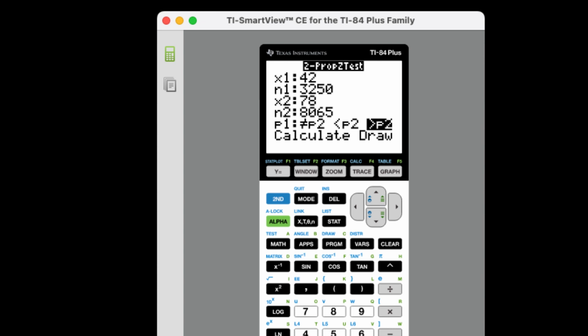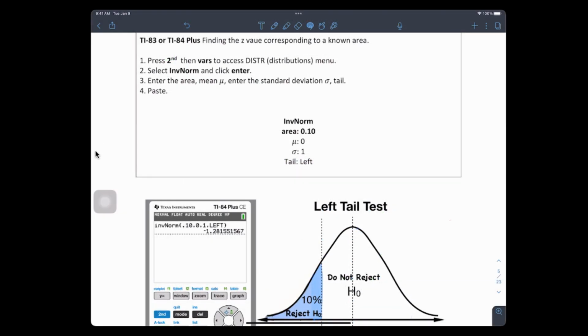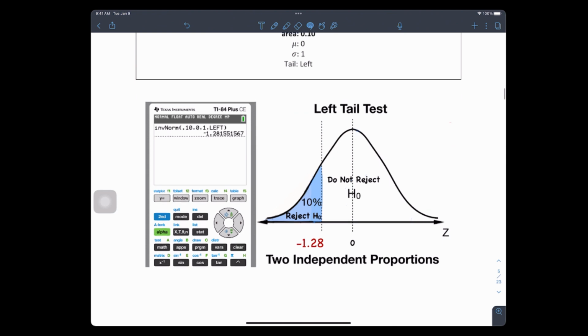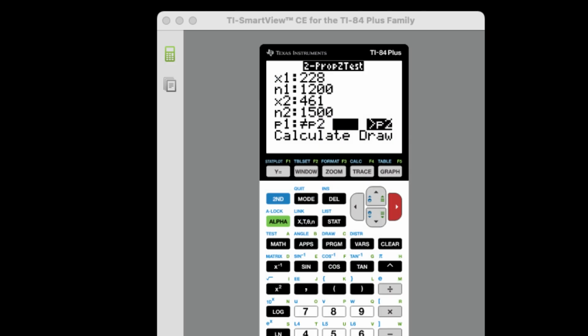What's the first successes? 228. What was the sample size? 1200. Second successes is what? What's the sample size? What kind of test is this? Is it a two-tail test, left tail or right tail? Good. You may have to go back and take a look. Oh, that's a left tail. So hit left tail. Now do what?